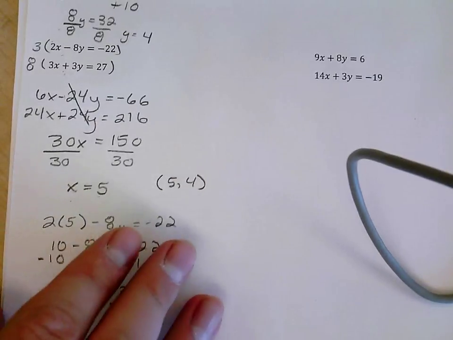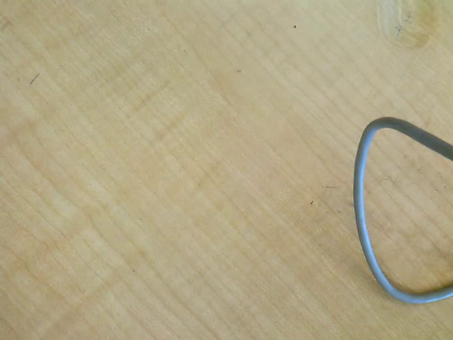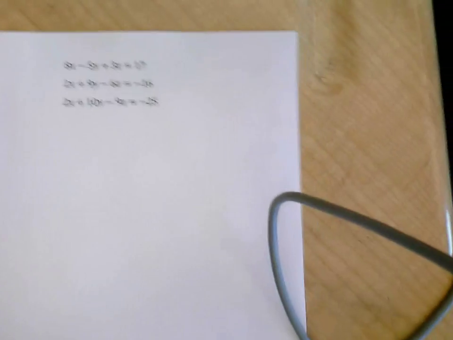Now those are the 2 variable ones. The 3 variable ones are obviously a little bit harder. So let's move on to those. Now I'm going to skip this first one because it actually didn't work out and I forgot what I changed the answers to. But I'm going to move on to the second one.